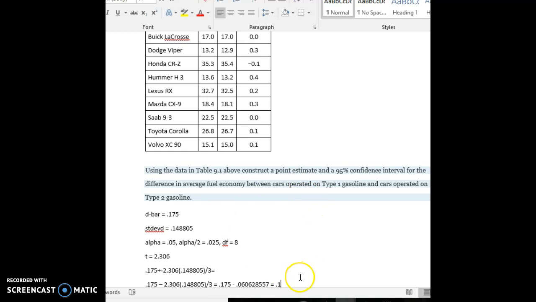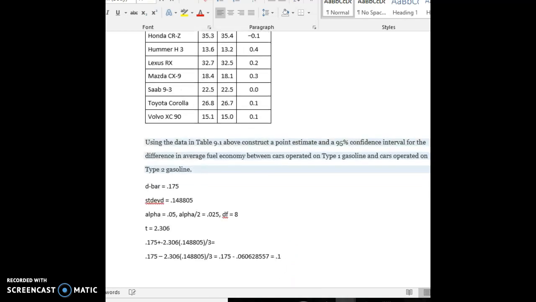And now let's do our plus side of things, 0.175 plus 0.060618557. And that is going to round to 0.2.